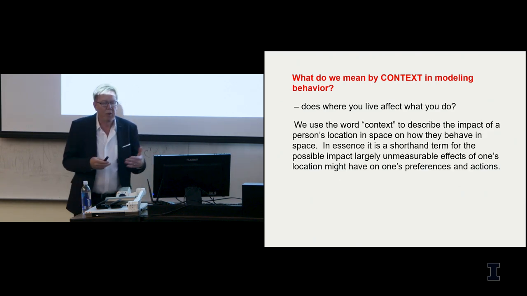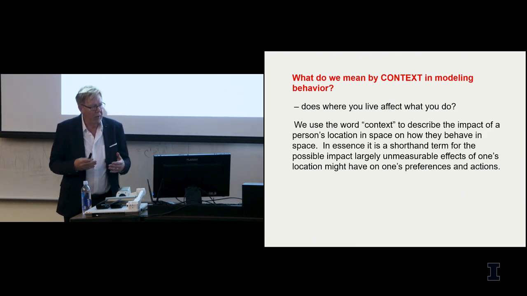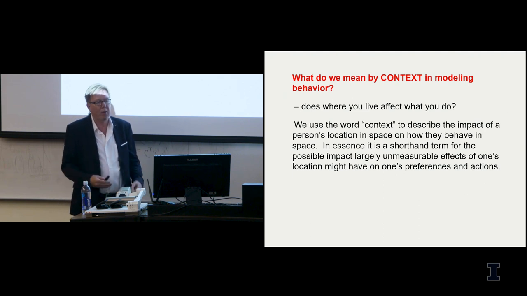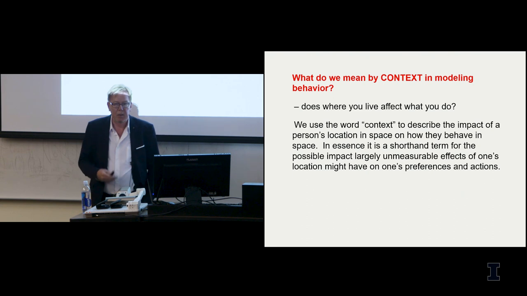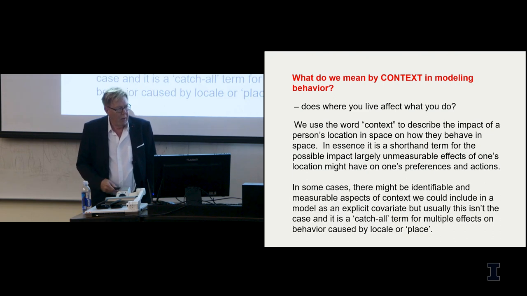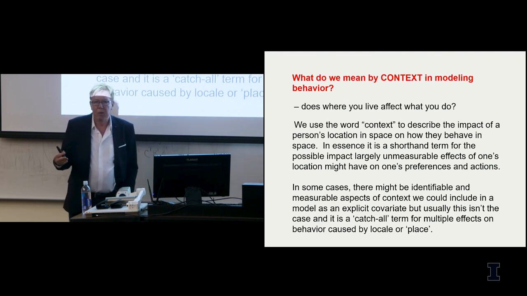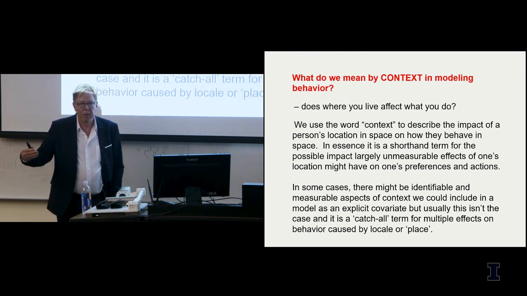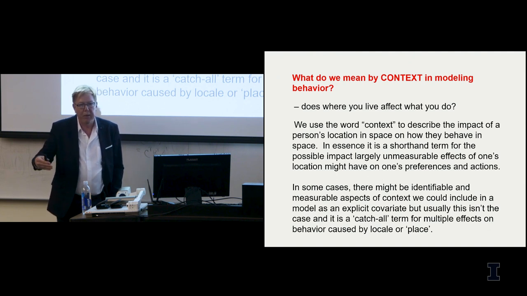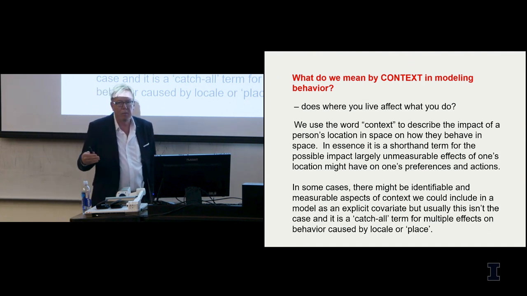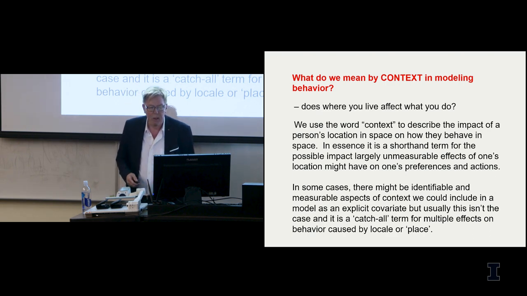And we use this word context as a sort of shorthand to describe the impact of a person's location in space on how they behave in that space. In some cases, there might be identifiable and measurable aspects of context, which we should then incorporate into our model as part of the covariates. I'm not counting context in that regard. I'm counting it as a bit that we can't measure, but we still think might influence our behavior.